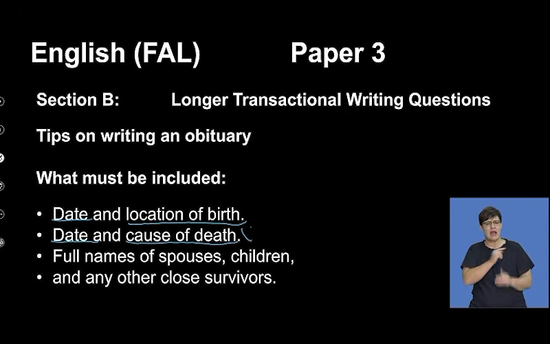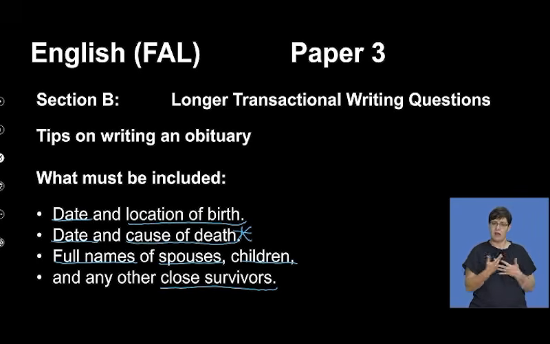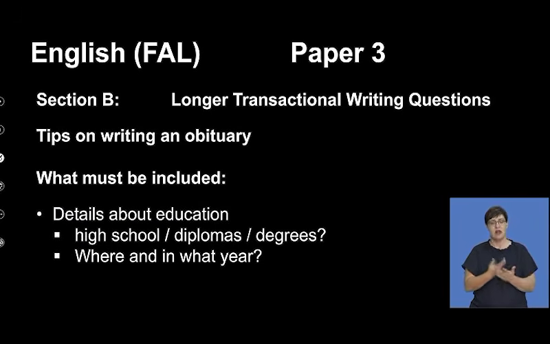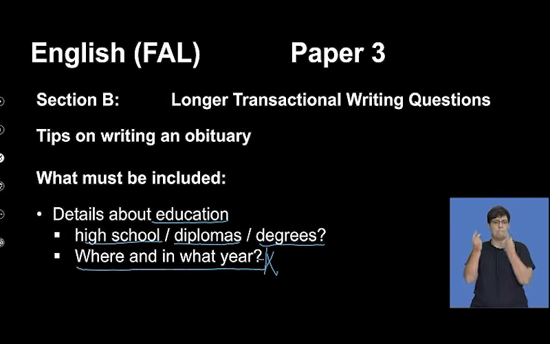You must just be careful. Sometimes your question may include some sort of description of the death. Then the full names of the spouses and the children and any other survivors. So maybe it was an elderly person who had grandchildren and great-grandchildren. So obviously that would also be included in an obituary. Thereafter, we look at details about the education. The high school education is important. The person could have gone on to get a diploma or degrees later on in life, and where and in what year. It's also very, very important to have timelines as to when these qualifications were achieved.